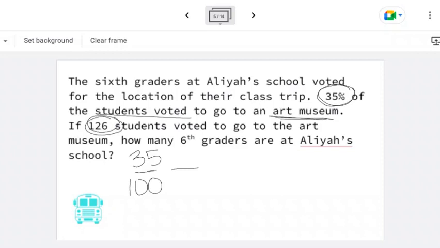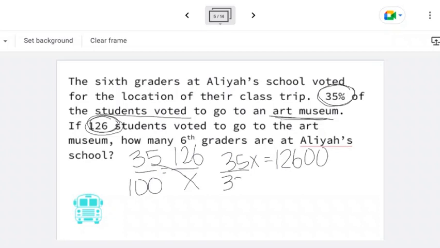So the part that wants to go to the art museum, so that's our part, is going to go on the top. How many sixth graders are there? Well, we don't know the total. That's what we need to find. Okay, so again, let's set it equal. Okay, we cross multiply 35 times x, 35x. 126 times 100, well, 126 times 1 is 126, and we got 2 zeros. Okay, we're going to divide by 35.